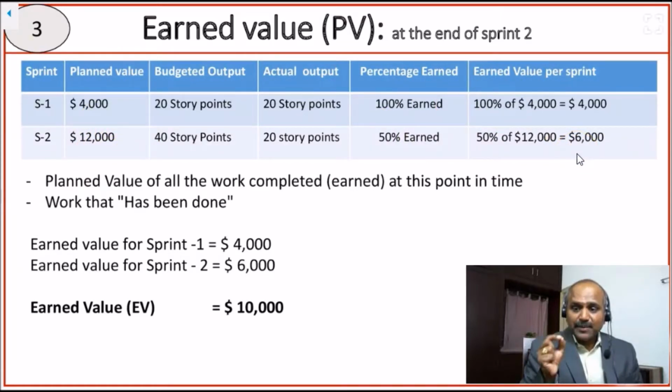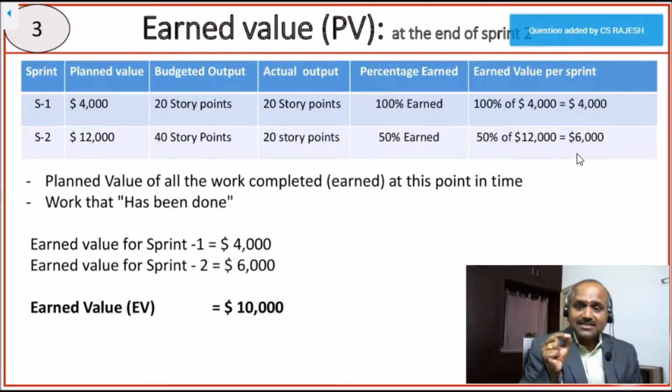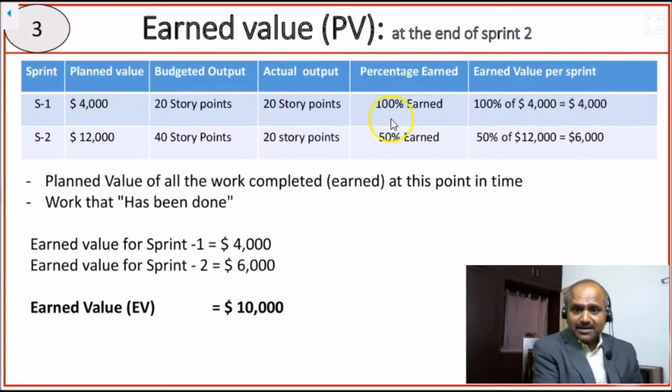Again, friends, I want to repeat, the earned value is the planned value of all the work that is completed at this point in time. In the first sprint, we completed 100% of the work, so 100% of the planned value is 4,000. In the second sprint, only 50% of the story points were achieved. We got 20 story points, but 40 story points worth of work was what we expected. So 50% completed, and 50% of the 12,000 is actually 6,000.